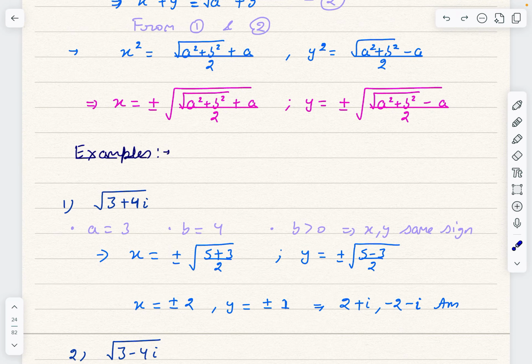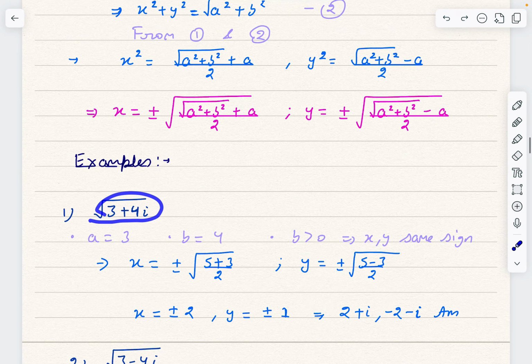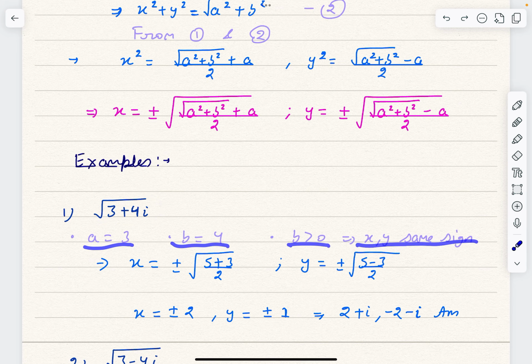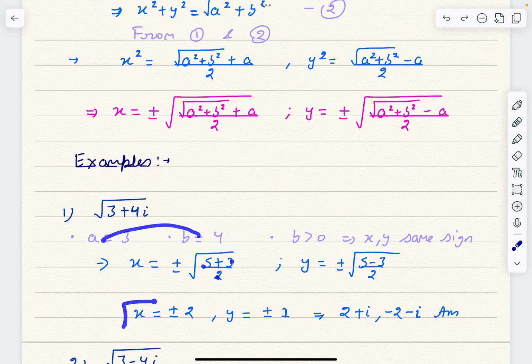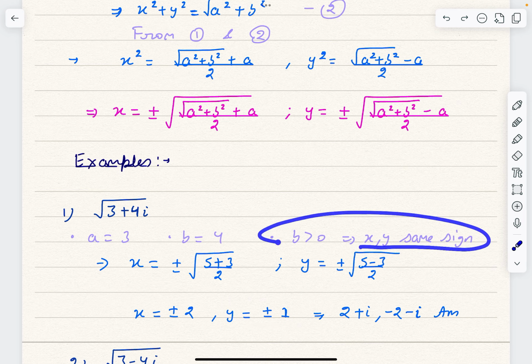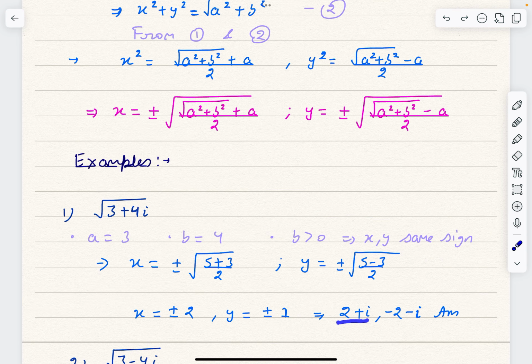The first problem is the square root of 3 + 4i. You see a here is 3, b here is 4, and b is positive, so x and y have the same sign. Using the formula, I get x equal to plus minus root of (√(a² + b²) + a)/2. So √(a² + b²) will be 5, so (5 + 3)/2, so x will be plus minus 2. And here you get (5 − 3)/2, so y will be plus minus 1. And x and y must be of the same sign, so the answer will be 2 + i and −2 − i. I hope it is clear, guys.